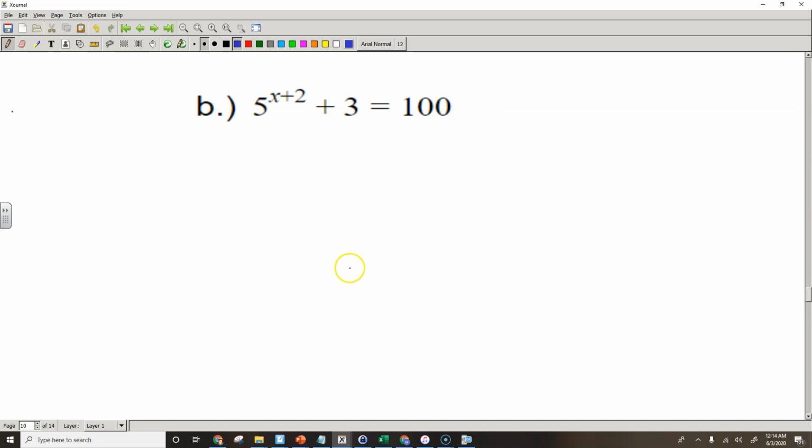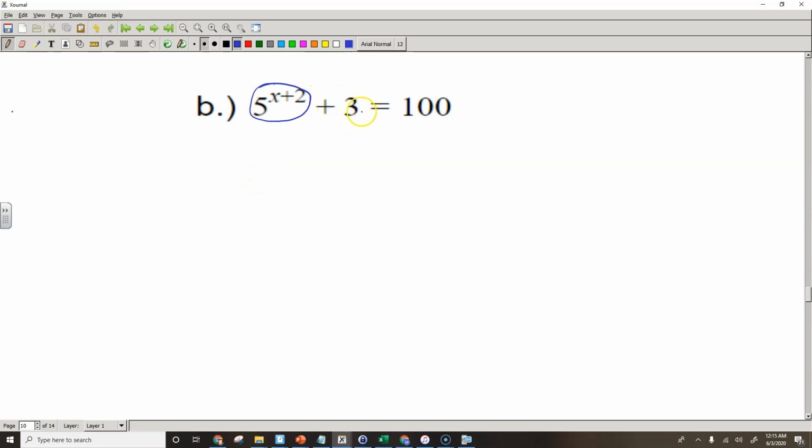All right, let's try another one. Same thing, we have an exponential equation because we're trying to solve for x, and that's inside of an exponent. So we're going to use the same strategy here. We're going to rewrite this in log form. But before we attempt to do that, we're going to get our power with the exponent by itself. So there's one extra step here.